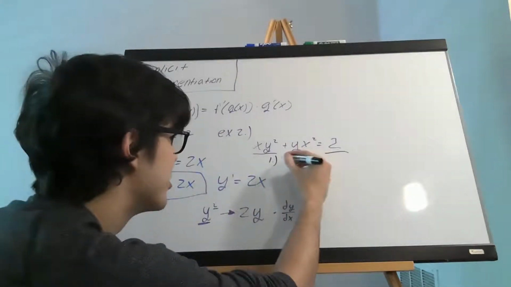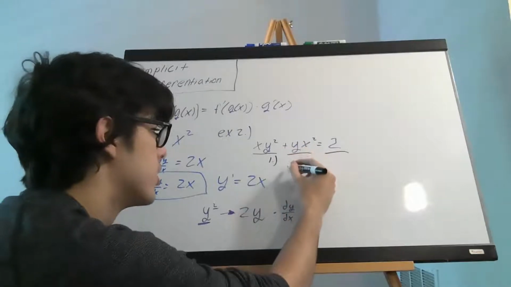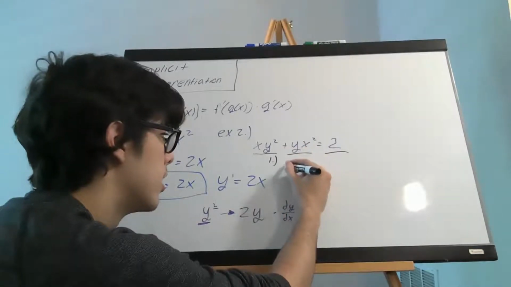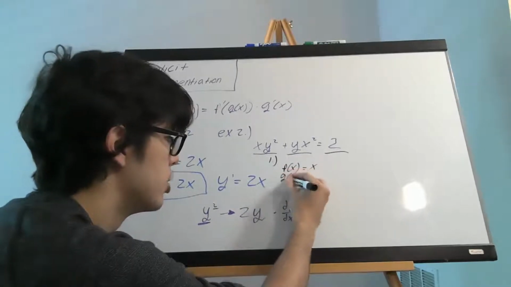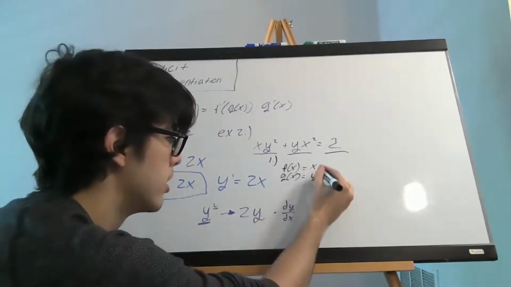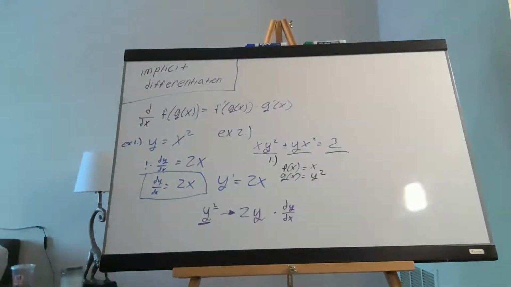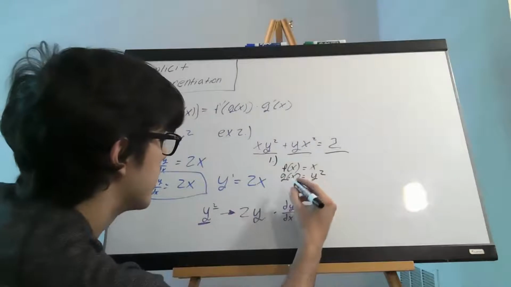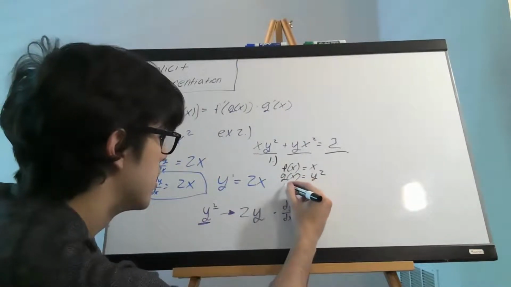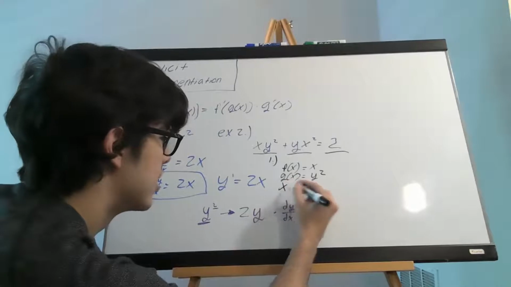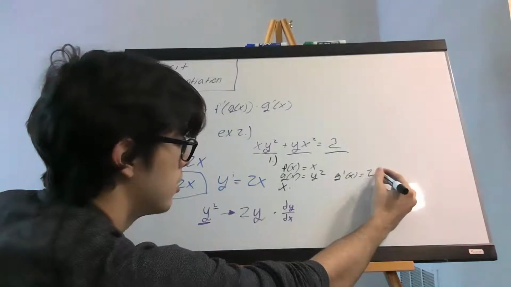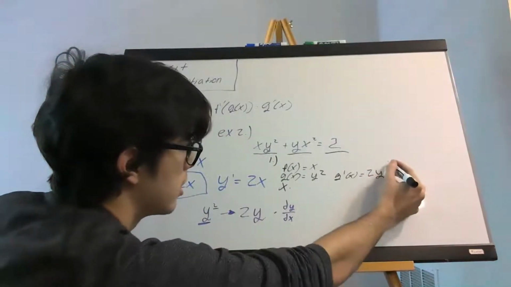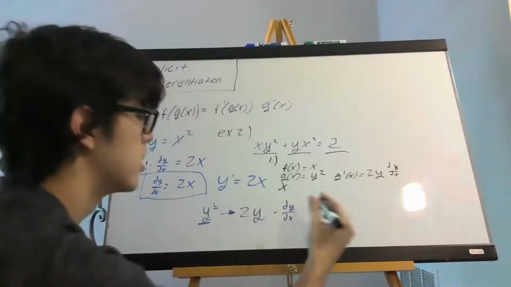So the next thing we're going to do is the product rule, which if we've got f of x equals x, g of x equals y squared, and you guys should remember the product rule because I'm sure you used it a lot on your test. So this is going to look like this. f of x times g prime of x, which is going to be 2y dy dx.